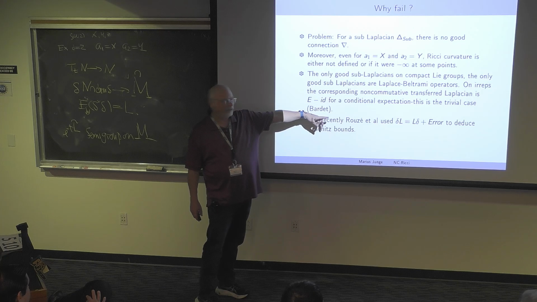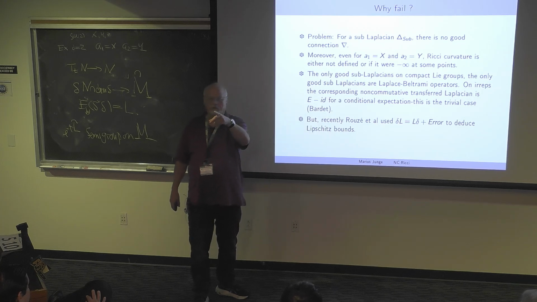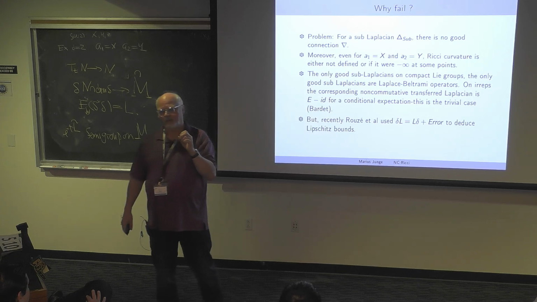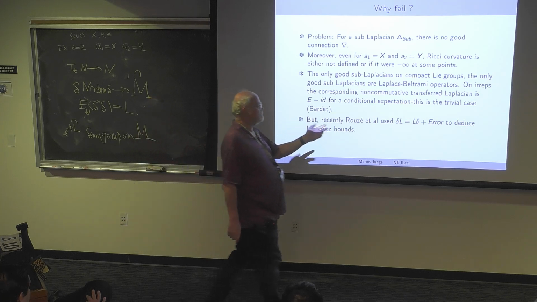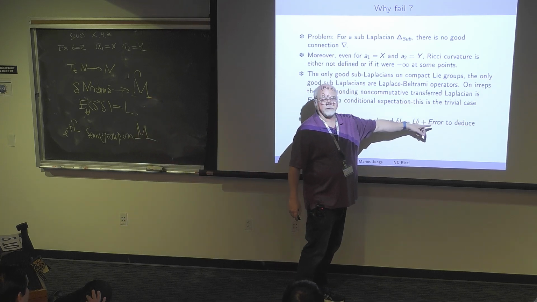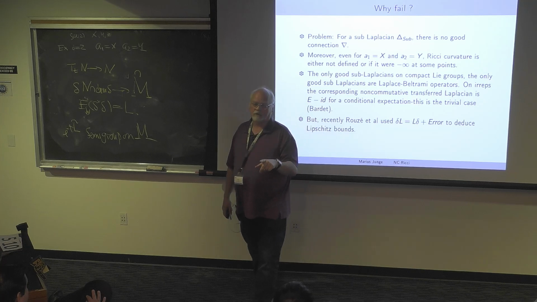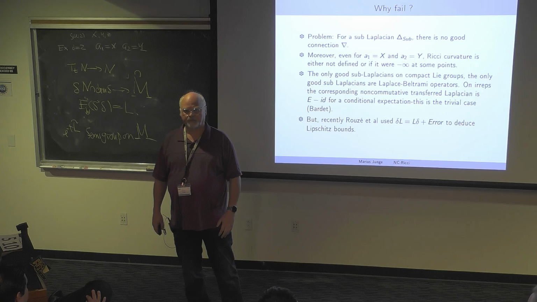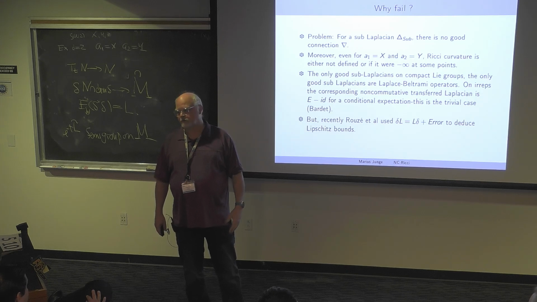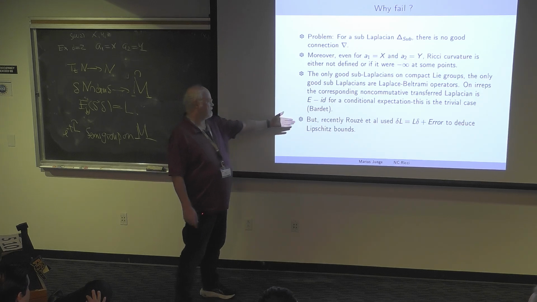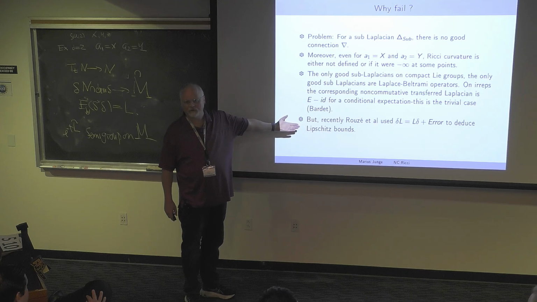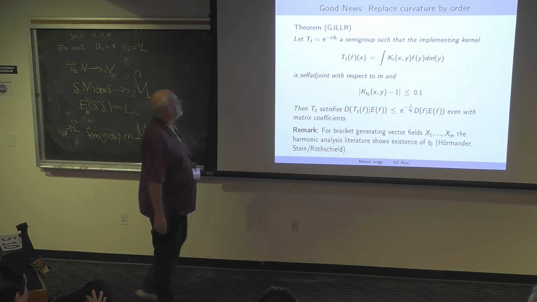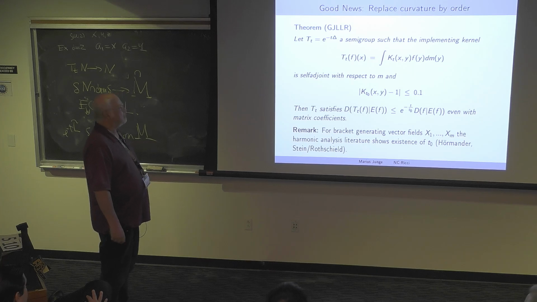But there's a recent work by Rosé, and we have seen the talk by Daniel. They use the commutation relation, dL is Ld plus error, to get Lipschitz bounds instead of log-Sobolev inequalities, and there it works. Yeah. So that's why it almost failed us, right? Okay, good. Nevertheless, you don't give up, right?